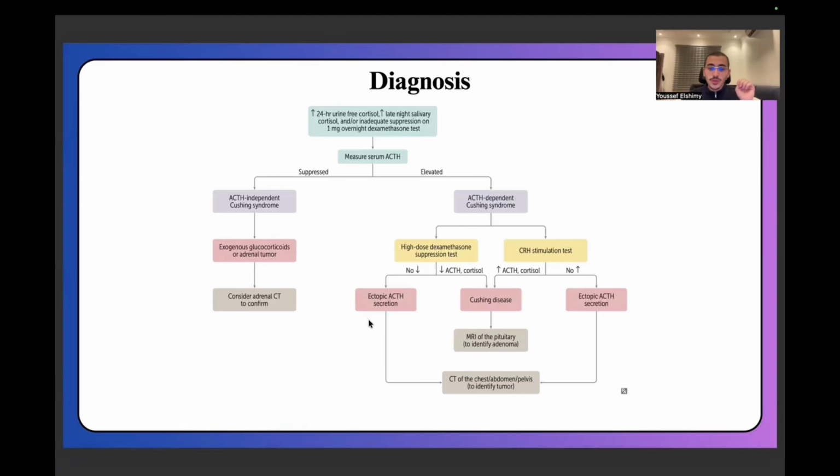So what would you do? You go with a CT of the chest, abdomen, and pelvis to identify the tumor, if it's in the lungs, if it's in the abdomen, etc. There's also a CRH stimulation test. If you give CRH and ACTH increases, because CRH acts on the pituitary, it means it's Cushing's disease. If it does not increase, because CRH is not going to stimulate the ectopic tumor, it means this is an ectopic ACTH secretion.